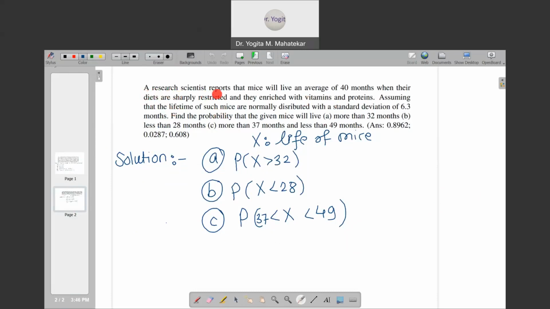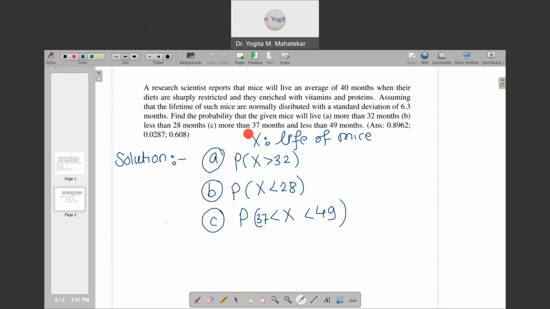A research scientist reports that mice will live an average of 40 months when their diets are sharply restricted and enriched with vitamins and proteins. Assuming that the lifetimes of such mice are normally distributed with a standard deviation of 6.3 months, you have to find the probabilities that the given mice will live more than 32 months. That is the first question. The second question is less than 28 months, and the third question is more than 37 months and less than 49 months. Answers are also given for all three parts.